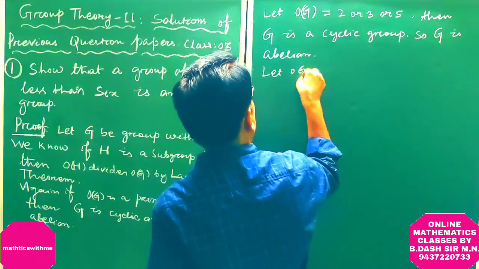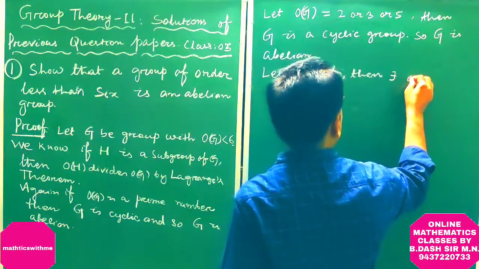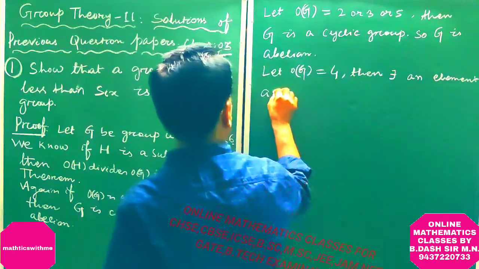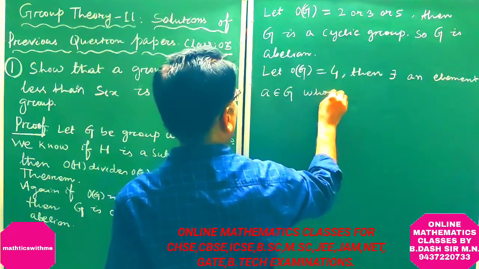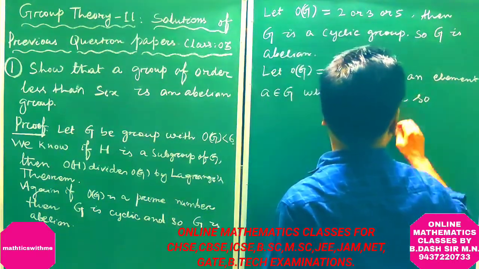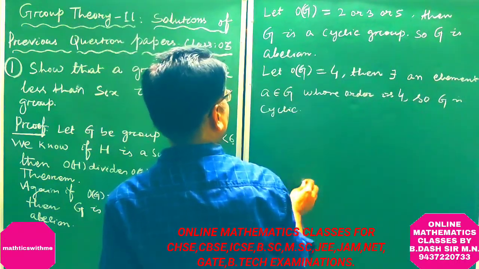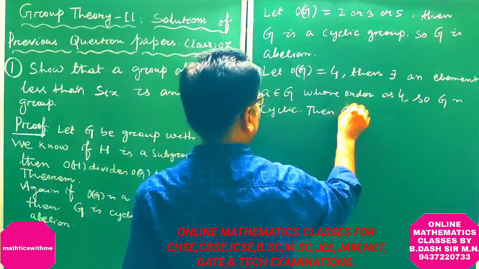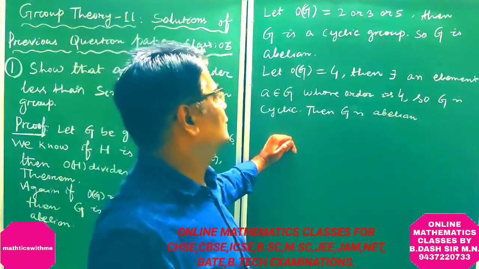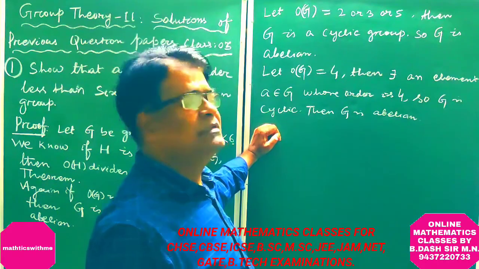Let order of G be equal to 4. Then there exists an element a belongs to G whose order is 4. So G is cyclic. Then G is abelian.